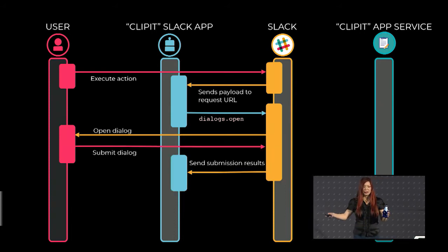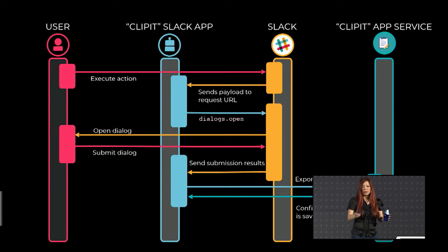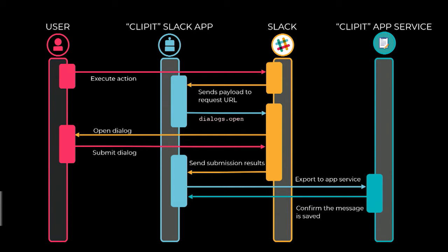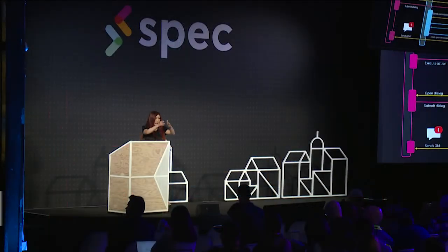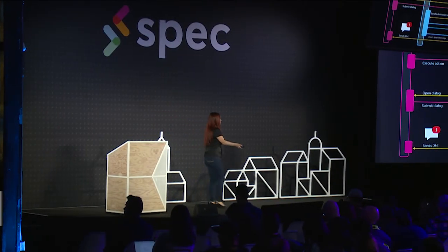And the user submits the dialog, and now Slack sends another payload for the dialog submission. Then your app might communicate with your app service, maybe exporting, saving to a DB and such. And when everything's done successfully, you want to notify the user by sending a DM. So this is a basic flow. In reality, of course, it's more complicated on your app service side for the DB and everything, but at least for the Slack side, this is pretty much the flow.